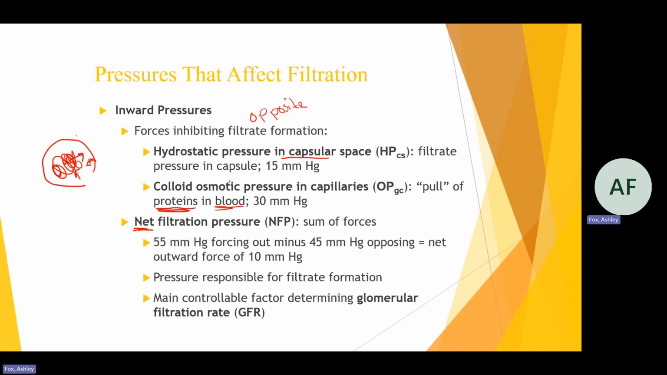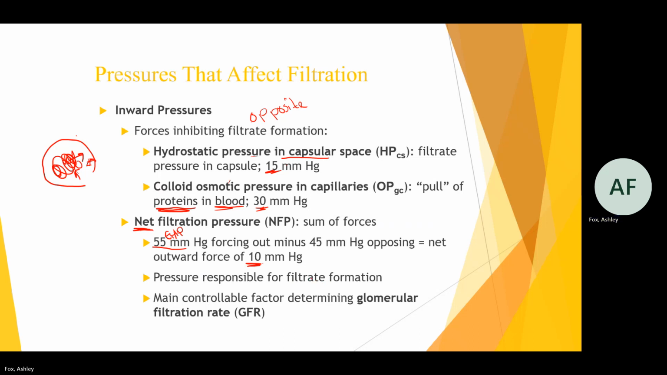So then we have net filtration pressure, which is the sum of the forces. We have 55 as our out force, so that's your hydrostatic pressure in the glomerulus. Minus 15 for hydrostatic pressure in the capsular space, and 30 for that pull of proteins back into the capillary, so colloid osmotic pressure. 30 plus 15 is 45. So the net force is 10 millimeters of mercury. That's what is pushing and causing filtrate formation.